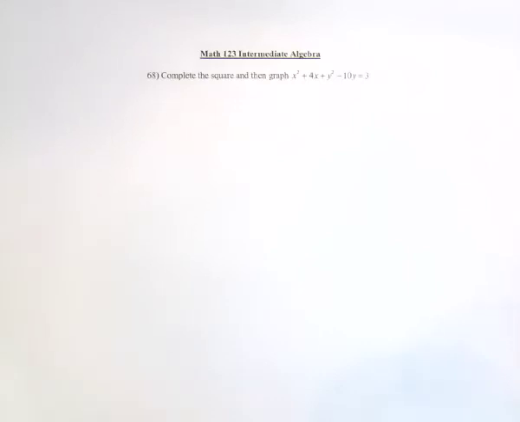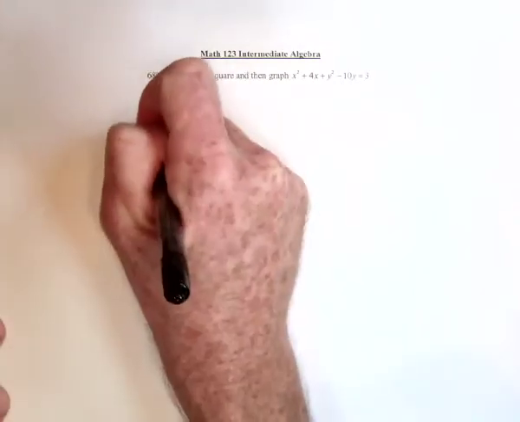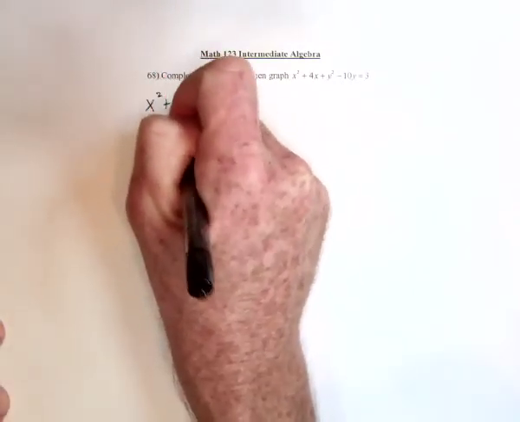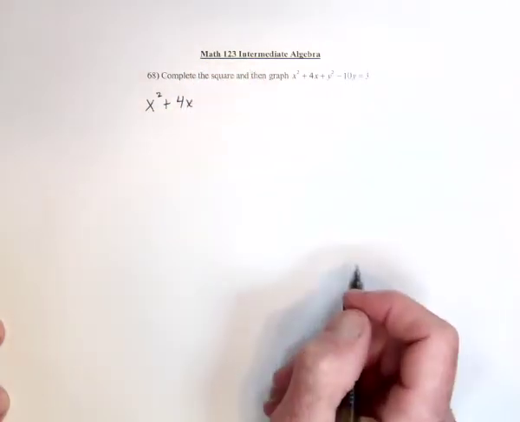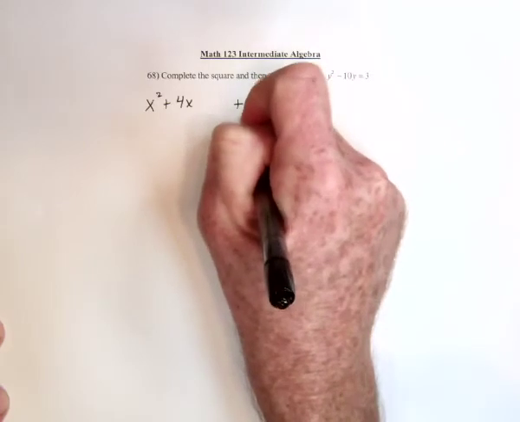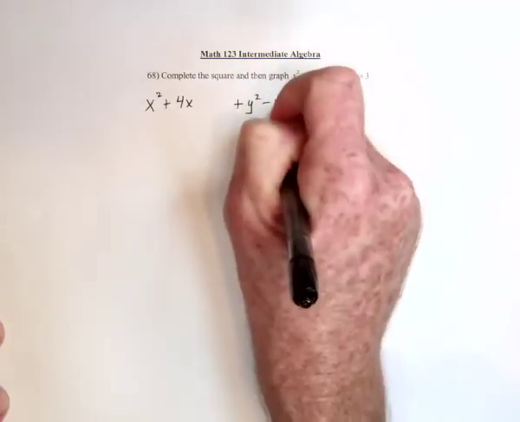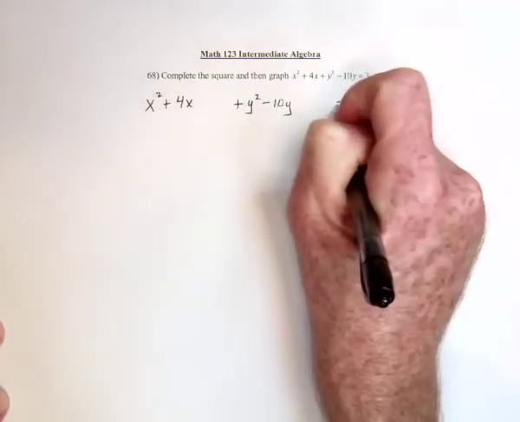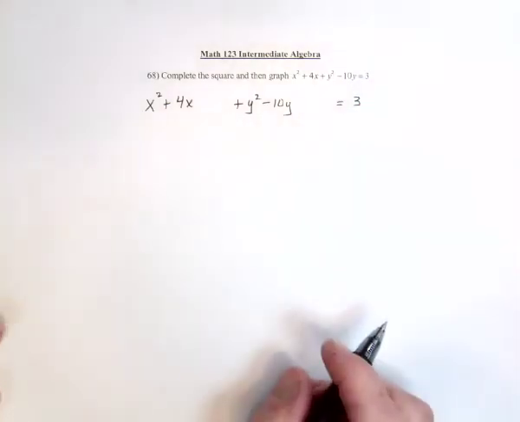Complete the square, and then graph. So we're going to actually have to complete the square twice. One for the x's, so it'd have x squared plus 4x, and then leave some space. And then have the y's over here, y squared minus 10y, leave some space, and then equals 3.